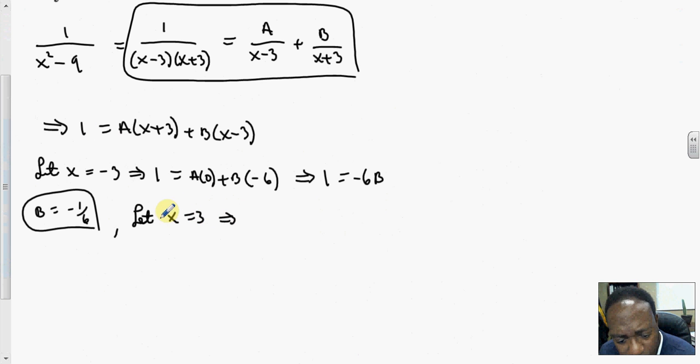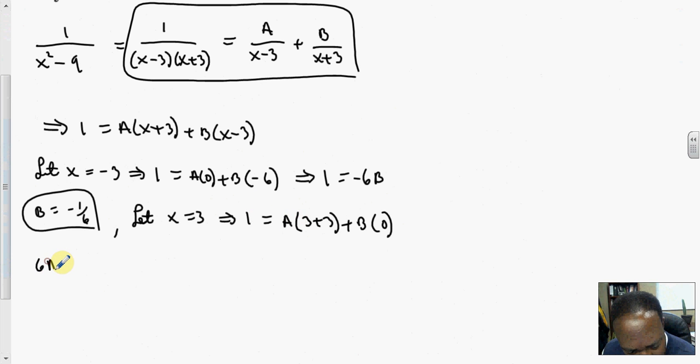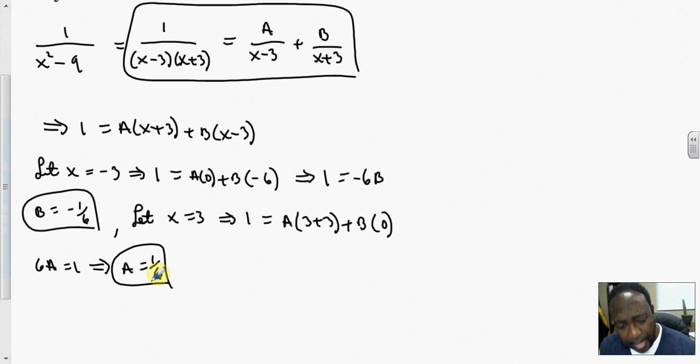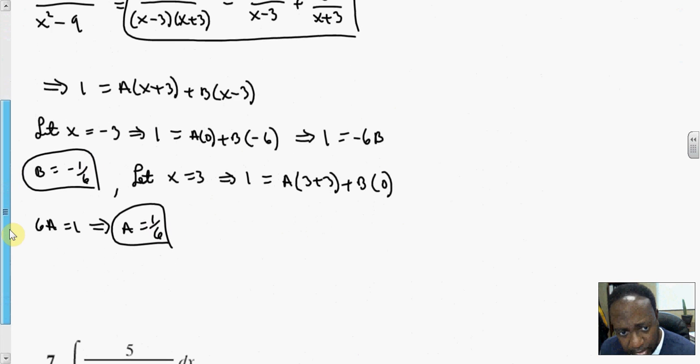The second thing we do is let x equal 3. Just plug in x equal to 3 everywhere you have x. We have the left side 1 is equal to A times the expression 3 plus 3, plus B times 0. So this gives us 6A equal to 1. That implies that A is equal to 1 over 6. Now don't get to thinking that these terms will always be opposite. Sometimes that's not the case.